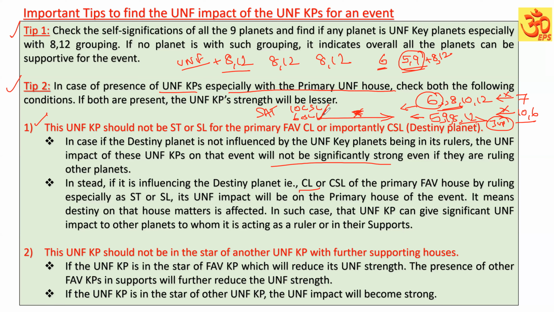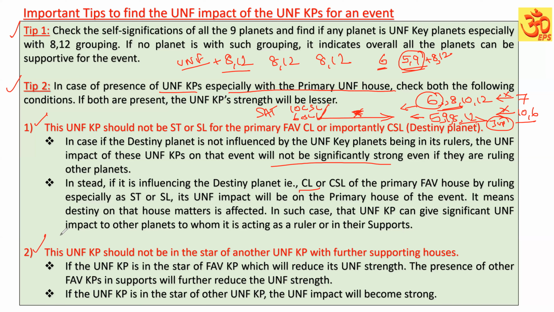In case that destiny planet is not affected by the unfavorable key planets, especially with the unfavorable primary house, 12th house to this favorable primary house, if along with that other unfavorable is not there, then the unfavorable impact is going to be lesser. I think you are able to understand this point.